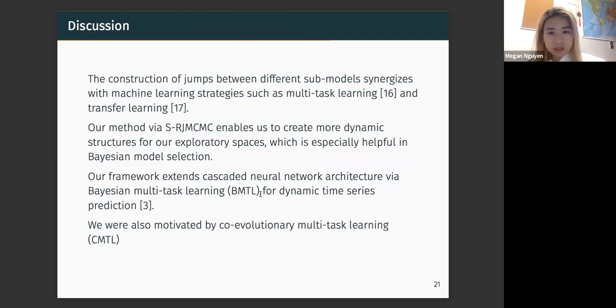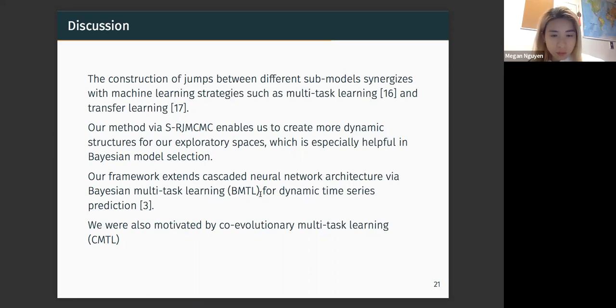So, as some food for thought after we ran the experiments, we can synergize this method with multiple machine learning strategies such as multi-task learning or transfer learning. And our method allows us to create more dynamic structures for our exploratory spaces. So it's especially helpful for Bayesian model selection because, using our method, we can tell which model architecture would probably work the best for our prediction or classification problems.